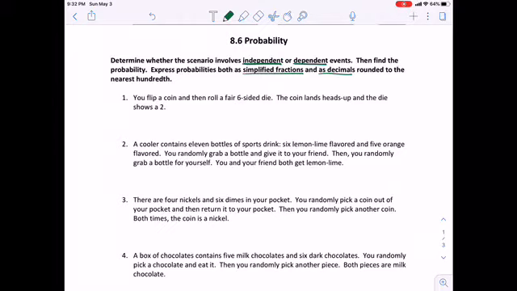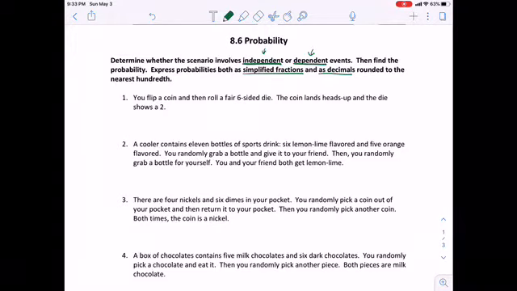So notice this first question says you flip a coin and then roll a fair six-sided die. The coin lands heads up and the die shows a 2. First, we need to decide, are these independent or dependent events? Now, the difference is if it's independent, then what happens with the first thing will have no impact whatsoever on what happens with the second thing. If it's dependent, then what I get the first time will change the probability of the second event.